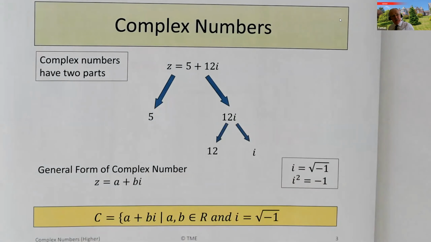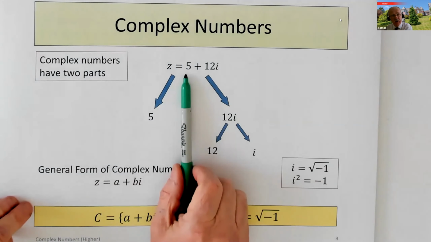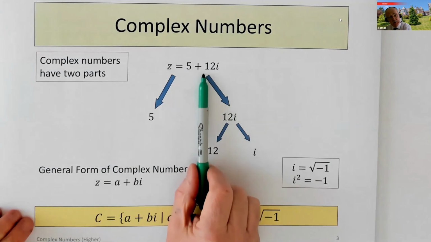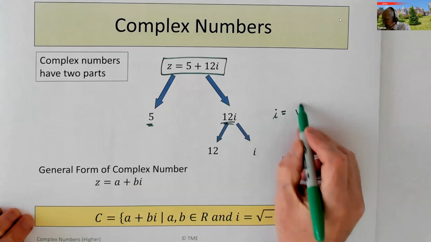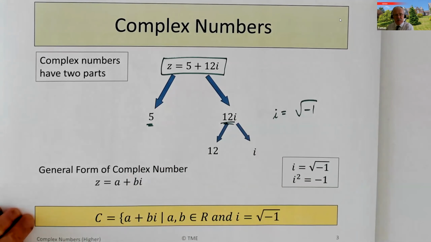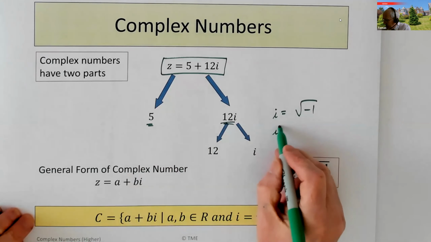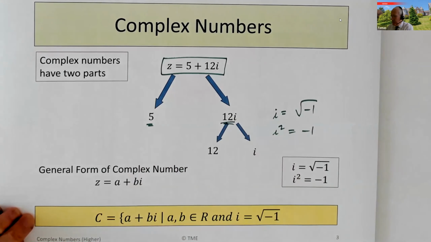Complex numbers are numbers that are in two parts. They have a real part and an imaginary part, or a real coefficient and an imaginary part afterwards. So this is the number z equals 5 plus 12i. It's got a 5 there and a 12i. i is an imaginary number, and it's given by definition as the square root of minus 1. So if you were to square i, you'd get minus 1. That's the definition of it. And C is the set of complex numbers, given as a plus bi, where a and b are real numbers, and i is this imaginary square root of minus 1.